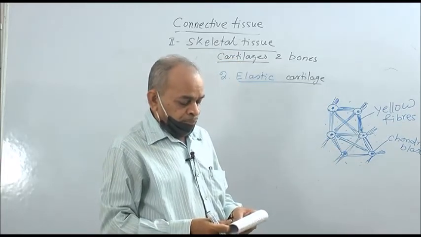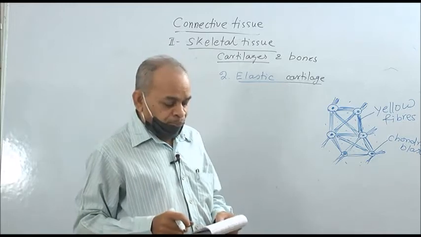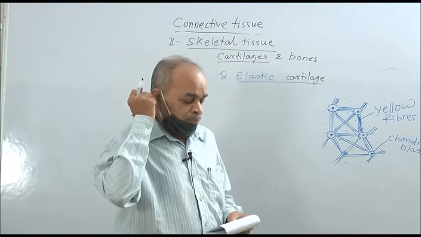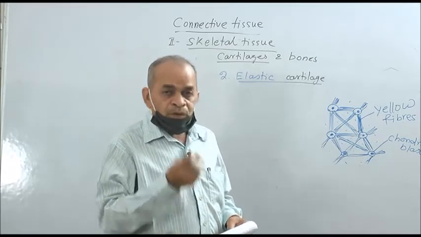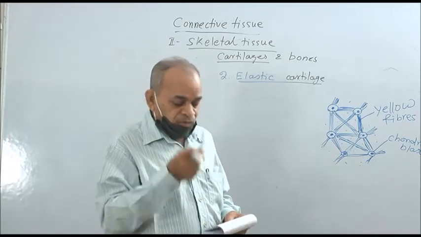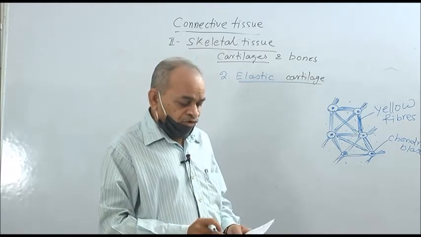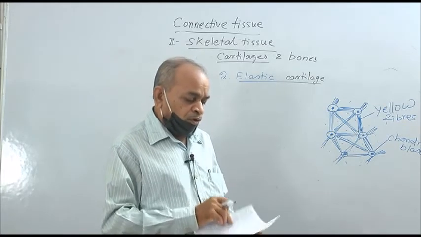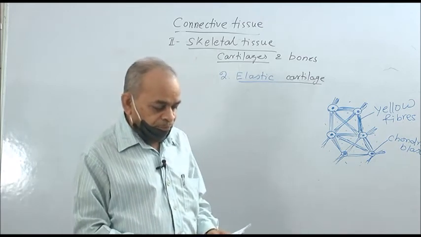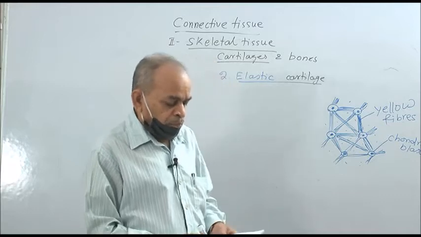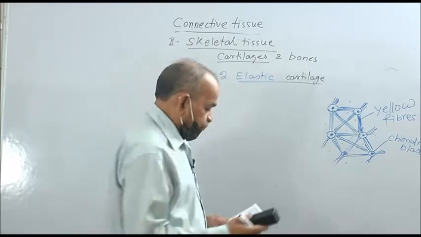Then location. It is present in the pinna of the ear, the external ear, that is known as pinna. So, pinna of ear, tip of nose, in the epiglottis, which guards the glottis. Then number 3, fibrocartilage.